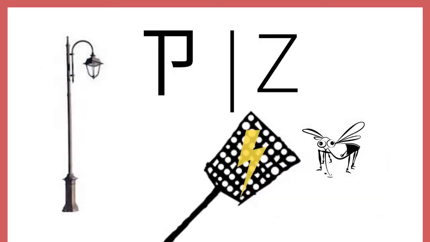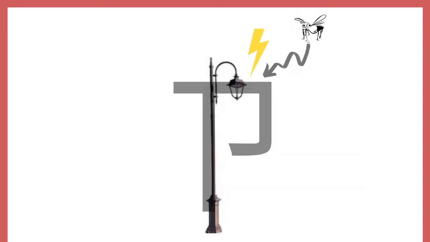Okay. Zi is like when a mosquito gets too close to an electric fly swatter or a lamp and it goes zap. It's not just zzz, it's zzz, like with a D-ish sound at the beginning. Zi. The pinyin is Z, and the Zhuyin looks a bit like a lamppost, don't you think?